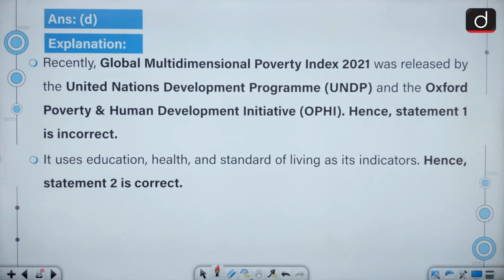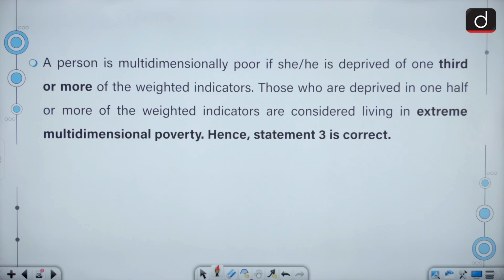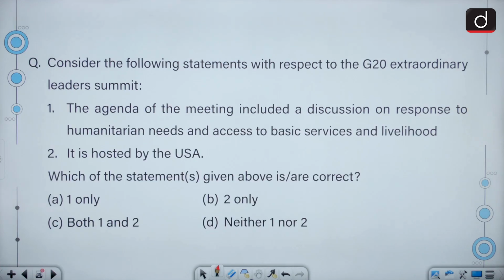Recently, Global Multidimensional Poverty Index of 2021 was released by the United Nations Development Programme and the Oxford Poverty and Human Development Initiative. And we have discussed these statements. A person is multidimensionally poor if he or she is deprived of 1/3 or more of the weighted indicators. Those who are deprived in 1/2 or more of the weighted indicators are considered living in extreme multidimensional poverty. Let's move on to the next question.